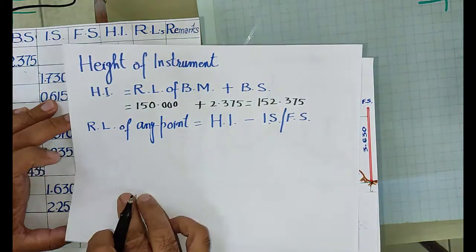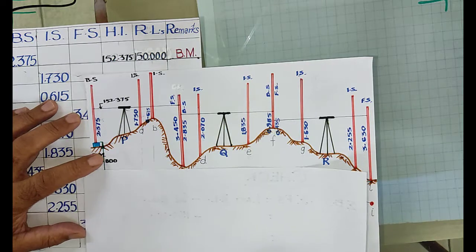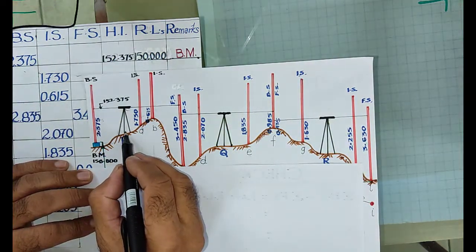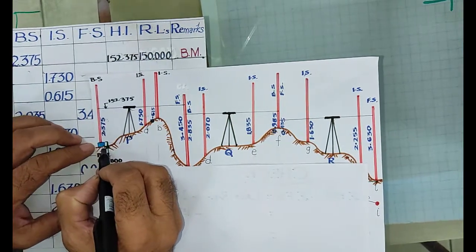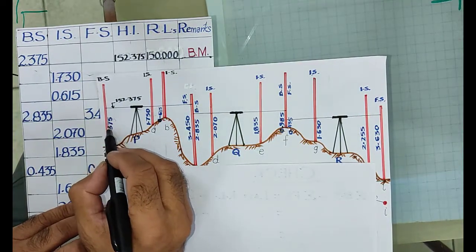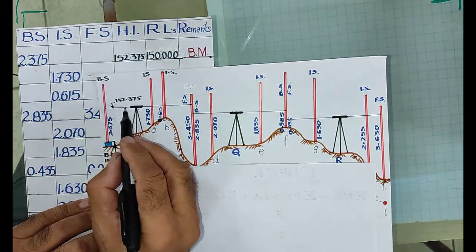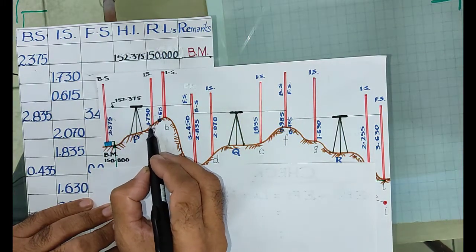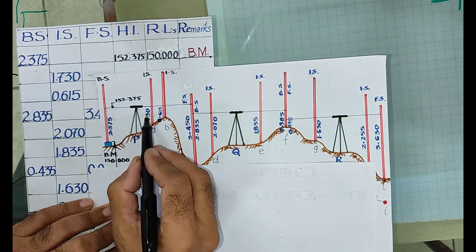So we have taken 4 readings from this setting. I have told already, this is the setting of the instrument at point P. We have taken the first reading on the point whose RL is known. This is the backside, I recorded here. This is the leveling staff. This side is known as backside. This is 2.375. Then I have taken readings at points A, B and C. 3 readings I recorded more.